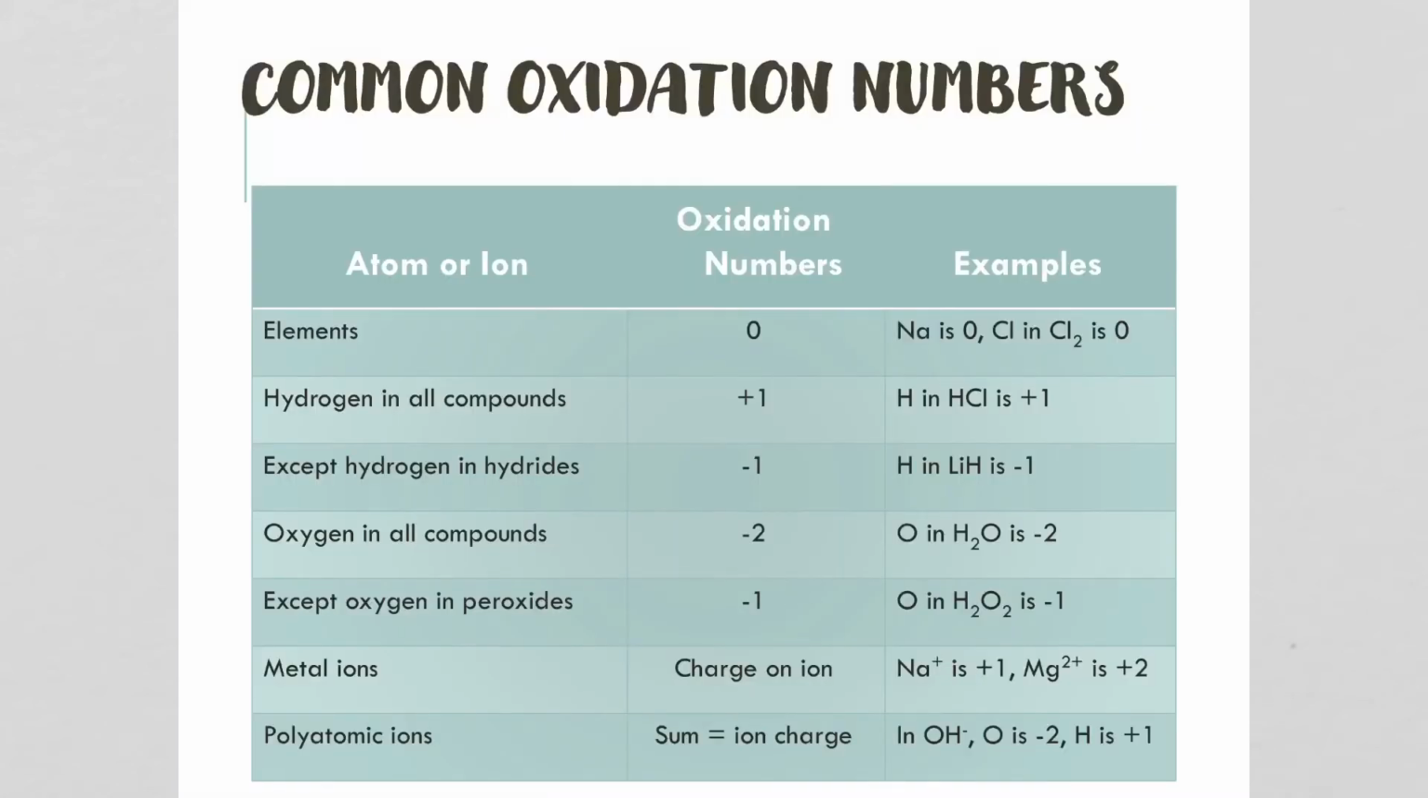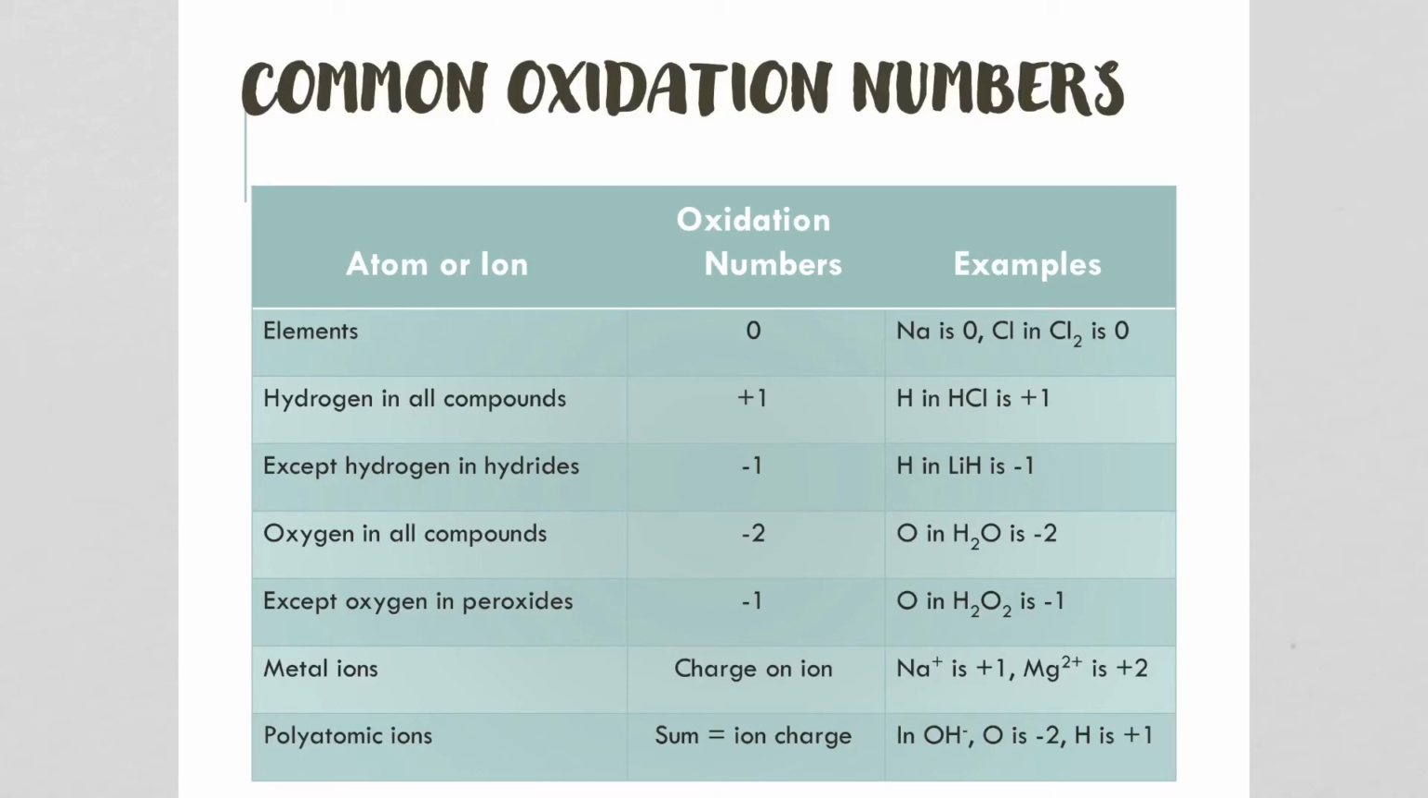So this is how we find out the oxidation number. All elements, if they're an atom, have oxidation numbers of 0. So sodium is 0, the chlorine in chlorine molecules is 0. Hydrogen in all compounds has an oxidation number of +1. So the hydrogen in HCl is +1, except for hydrogen in hydrides.